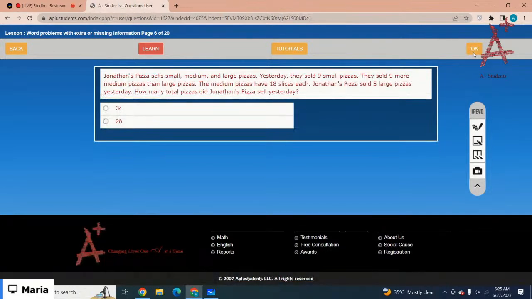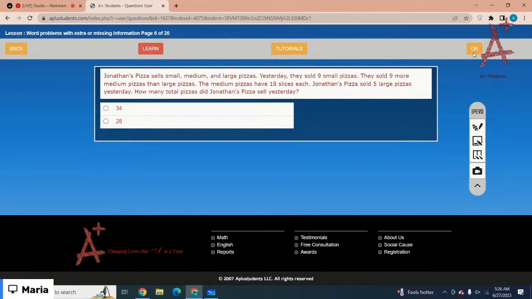Jonathan's Pizza sells small, medium, and large pizza. Yesterday, they sold 9 small pizzas. They sold 9 more medium pizzas than large pizzas. The medium pizzas have 18 slices each. Jonathan's Pizza sold 5 large pizzas yesterday. How many total pizzas did Jonathan's Pizza sell yesterday? Long question. Okay, let's see.